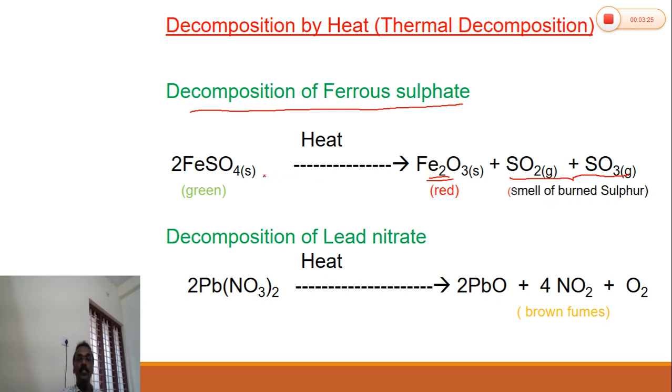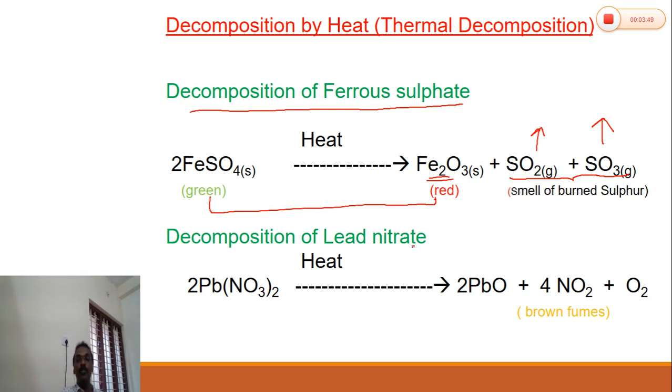So what are the changes taking place? Evolution of gas and a color change. Evolution of gas, there is the smell of burnt sulfur. Why the smell of burnt sulfur? It is due to the production of SO2 and SO3. SO2 is sulfur dioxide, SO3 is sulfur trioxide. So color change, green color changes to red. This is decomposition of ferrous sulfate.